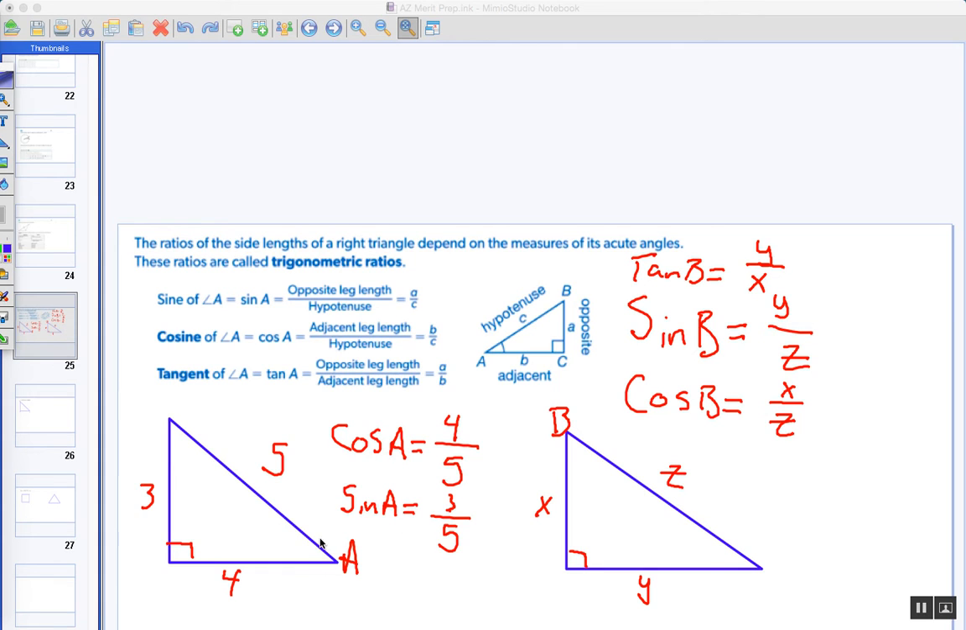Now, if we actually wanted to get the value of this angle, we would need to use something called our inverse trig function. And we can use our calculators for that. So inverse on a calculator is a superscript of -1. So if we take the inverse cosine of 4/5, or the inverse sine of 3/5, that would give us the value of this angle.